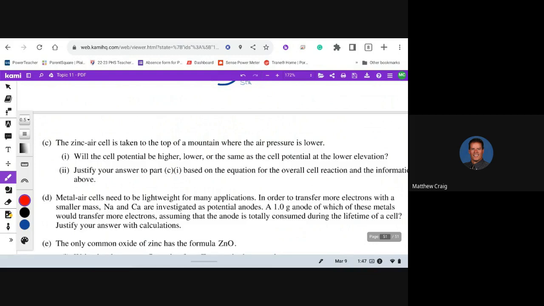All right. Part D says metal air cells need to be lightweight for many applications. In order to transfer more electrons with a smaller mass, sodium and calcium are investigated as potential anodes. A 1 gram anode of which of these metals would transfer more electrons, assuming that the anode is totally consumed during the lifetime of the cell? And then justify your answer with a calculation or with calculations. So what should we do here?